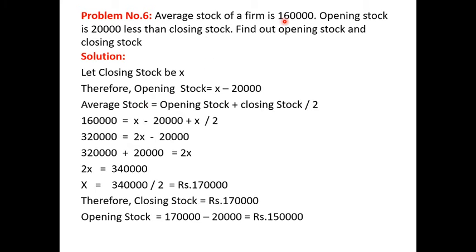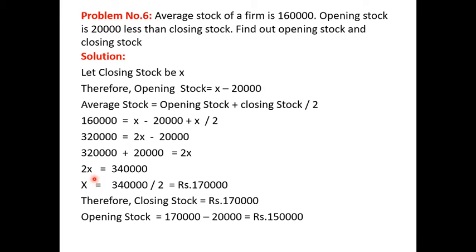Average stock that is given in the problem, 1,60,000, is equal to opening stock X minus 20,000 plus closing stock X, divided by 2. Simplify this. 1,60,000 into 2 means 3,20,000. X plus X means 2X minus 20,000. And this minus 20,000 will become plus 20,000 on the other side.